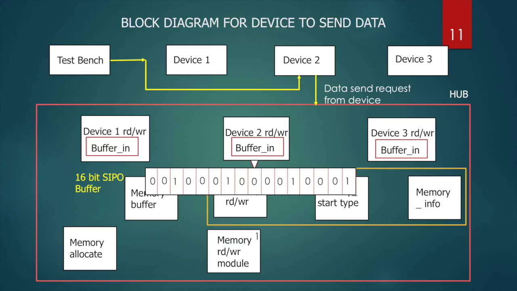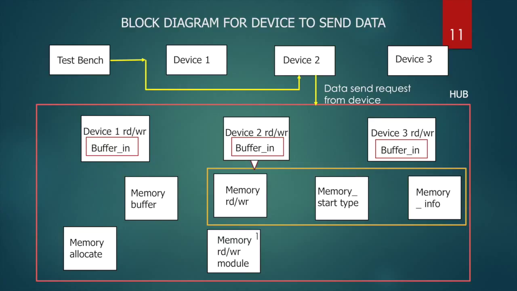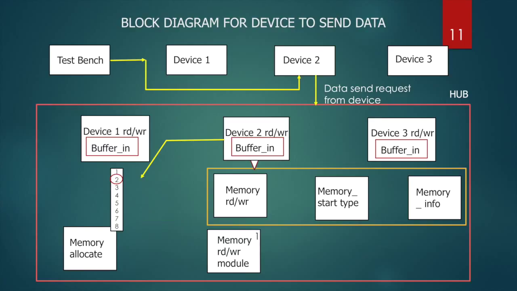From the buffer in D of the device read-write module, the data sent by the device is transferred to the second location of the memory buffer. The memory buffer is an array of size 8, each 16 bits wide. The first three locations store the device buffers for D1, D2, D3 respectively. The next three locations have tag info of the three devices, and the remaining two are used for data send and receive from satellite communication.